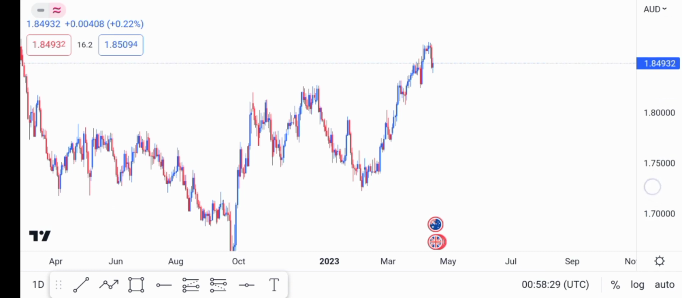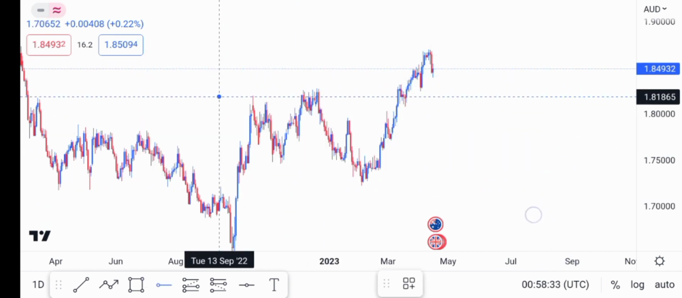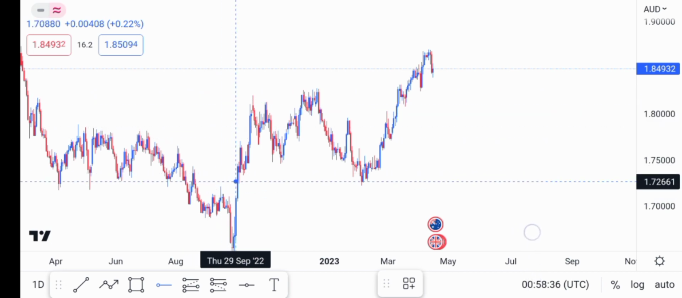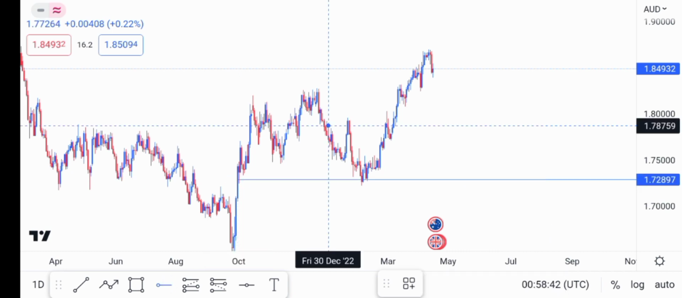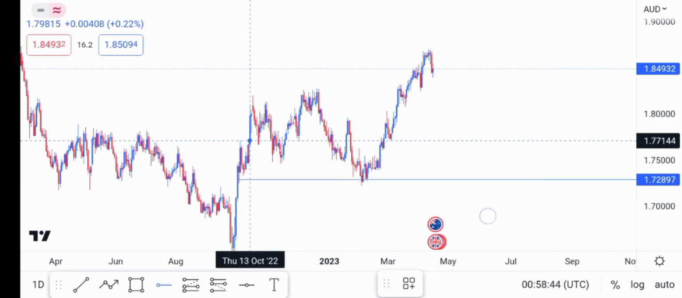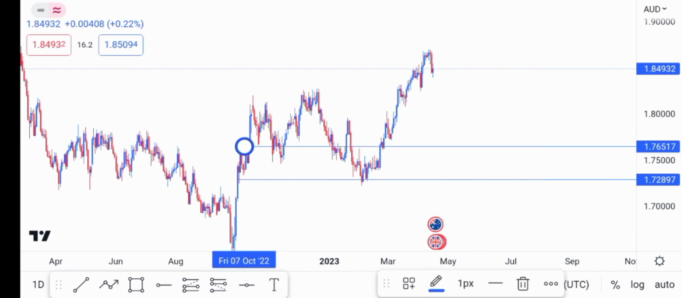Okay, so I'm gonna start with the obvious levels that I'm seeing. Let's start at the lower side. We have this level here. Look at the dotted line. Yeah, this level here, which has been respected. And here, can you say it's a level? We do have a level as well here.